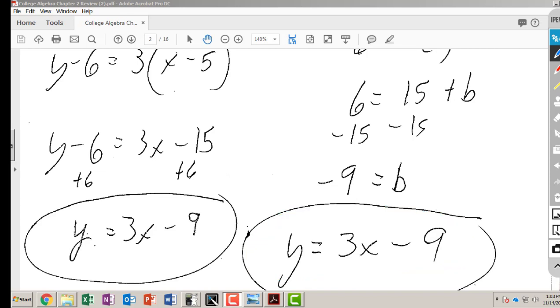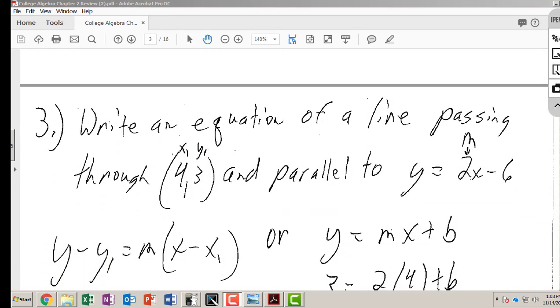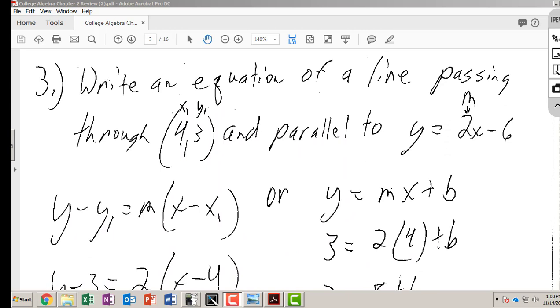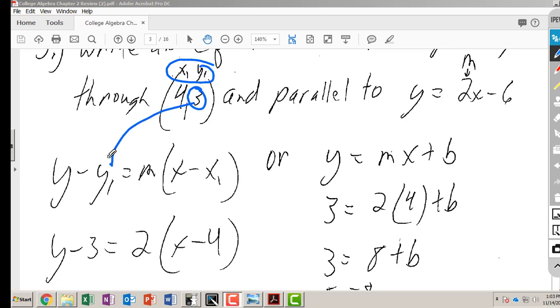On this next problem, number 3, it says write an equation of line passing through (4, 3) and parallel to y equals 2x minus 3. So again, you can still use your two different forms. Either form works. So substituting this in, here is my x sub 1, y sub 1. Here's my 3, goes in place of y sub 1. Here's my 4, it's going to go in place of x sub 1.